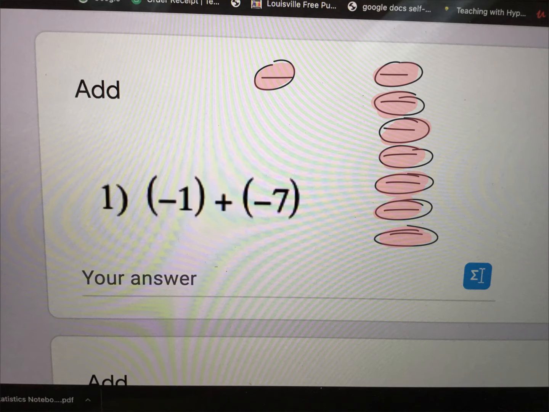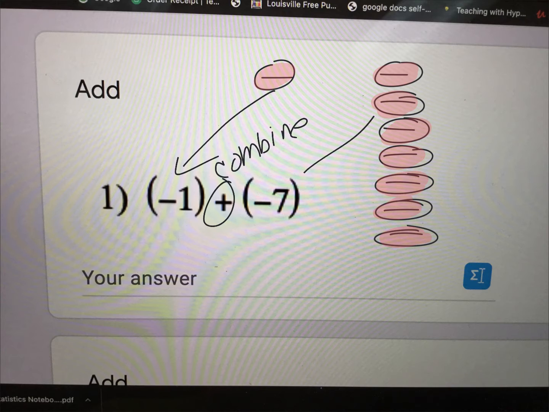So we are combining one negative, and I know that because I'm adding it. So I'm adding that together with 7. So how many negatives do I have altogether? I have a total of 8. So -1 plus -7 is -8.